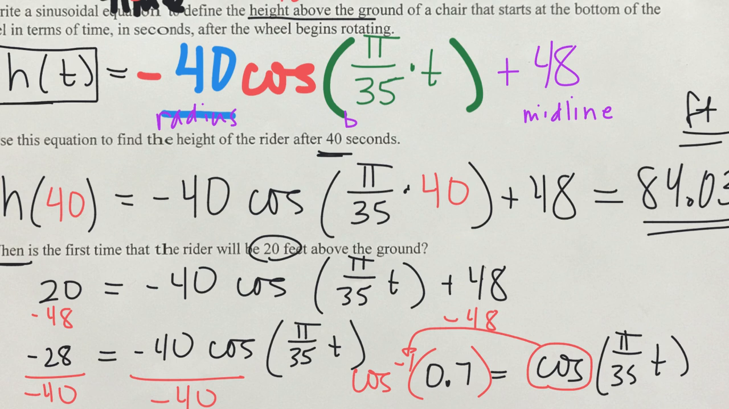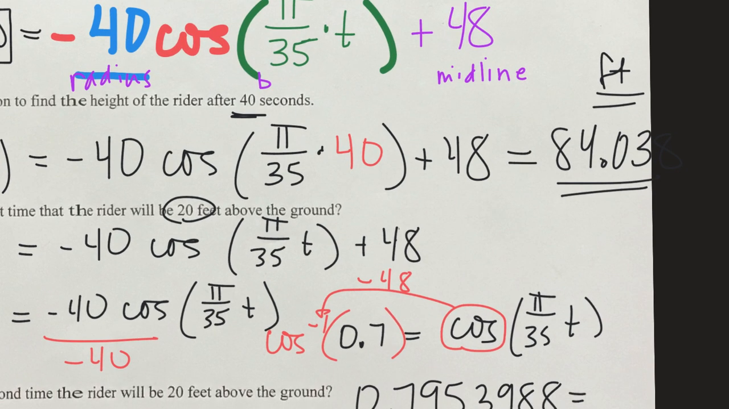Okay, and we get a nice decimal, 0.795398, or whatever else your calculator says. Keep all those decimals in there. And so we're done calculating. Okay, so this is the trig part, right? We take the inverse cosine in order to get rid of the cosine. The inverse cosine cancels itself out.